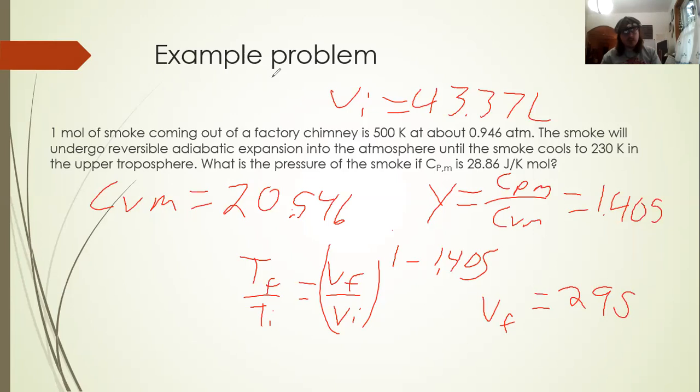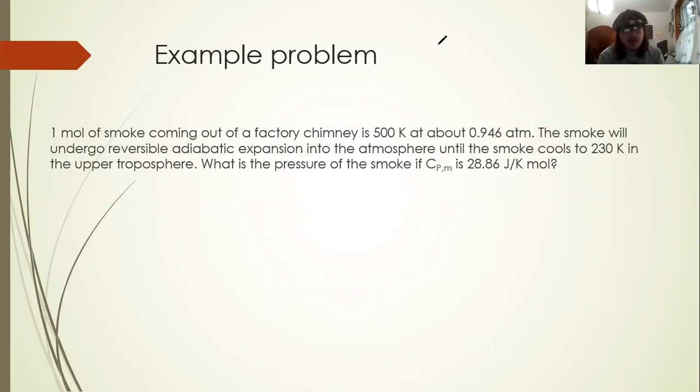Now we could use our adiabatic expansion equation to find the P2, PF, or we could just use our ideal gas equation and find the PF. It will give us the same value. So we're going to say 230 times 0.08206 divided by 295. Make sure I multiply the right number. The pressure in this upper troposphere is 0.64. Very, very low. But then again, it is the upper troposphere.